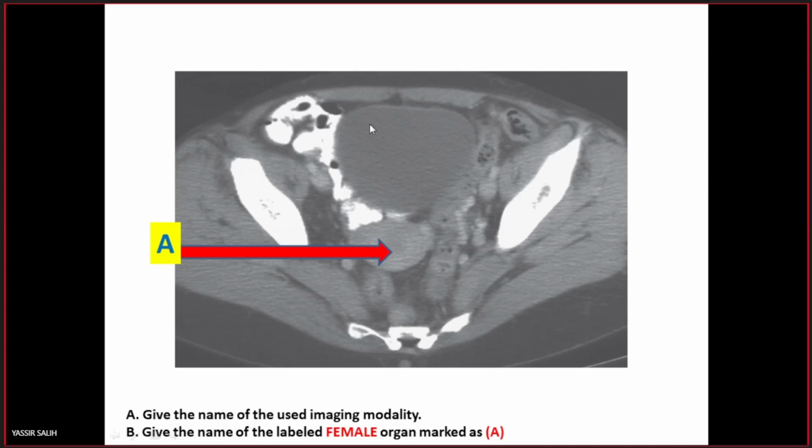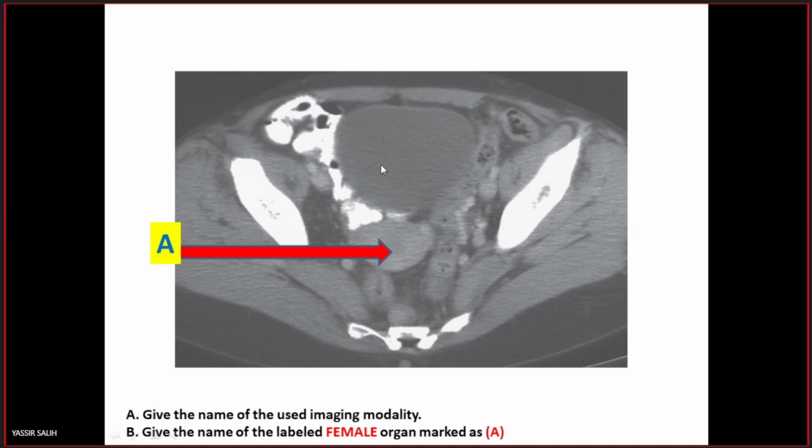Give the name of the used imaging modality. CT. Yes, but from the cross section, it could be CT or MRI, to know which one this is, look to the bone. For example, this is the spine or the pelvic bone, very dense. You know that this is a CT.